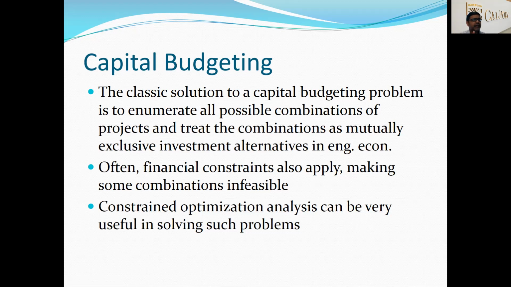And then there could be constraint optimization analysis that we are going to learn a little bit later in the class. We'll talk about that, but that's another approach you can take to solve the problem. Again, the idea is to look at all the possible combinations you have, and what you can do and what you cannot do in the presence of another alternative. You just list out all the possible combinations and then treat them as mutually exclusive combinations.